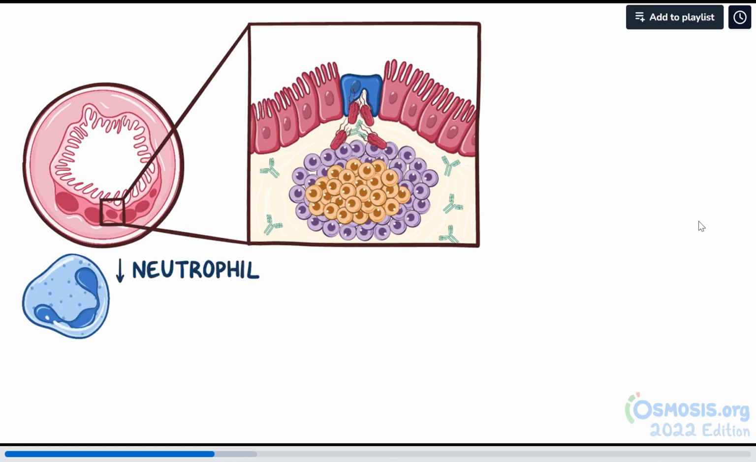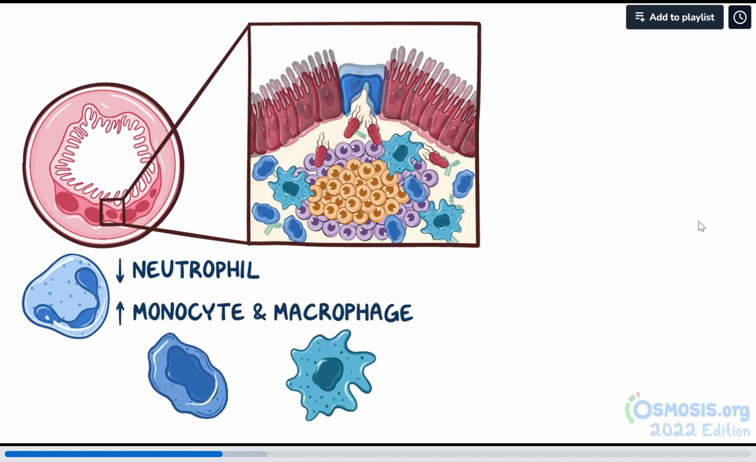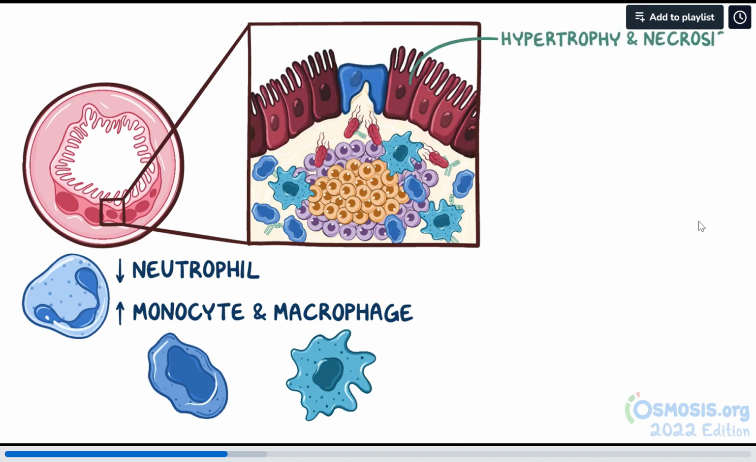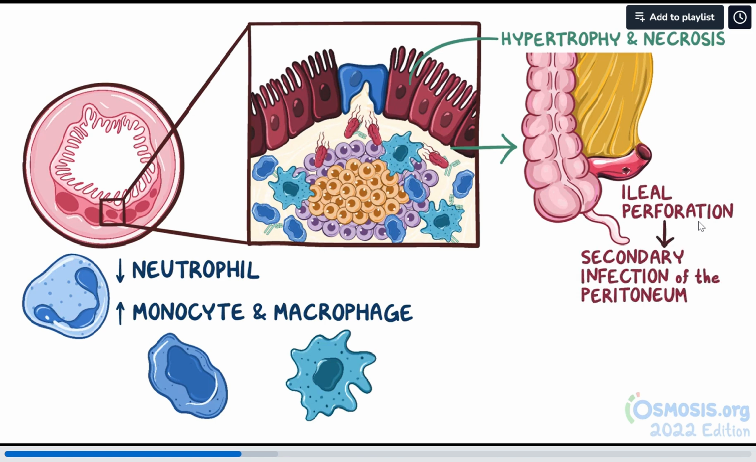Now, on the other hand, the recruitment of monocytes and macrophages is induced, making them the primary cells that respond to the infection. And as they're recruited to the infection site, they cause hypertrophy and necrosis of the surrounding tissues, which can damage the epithelial lining and potentially lead to ileal perforation, and consequently, a secondary infection of the peritoneum.